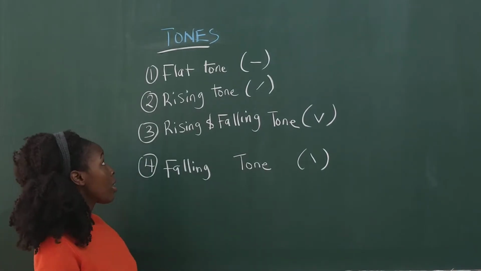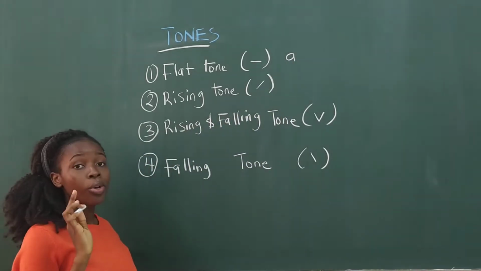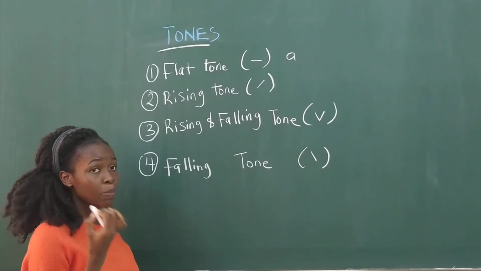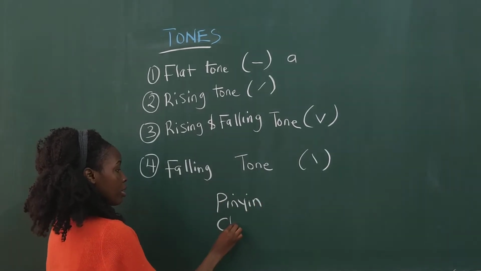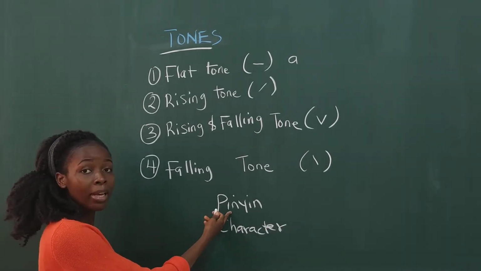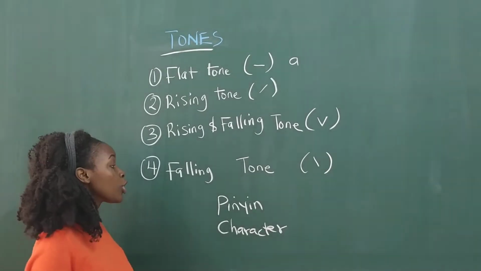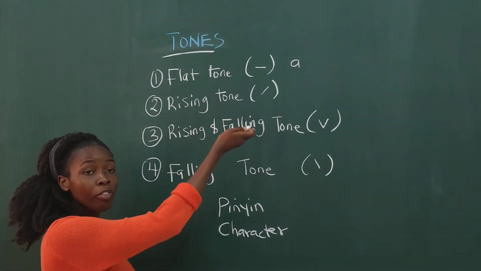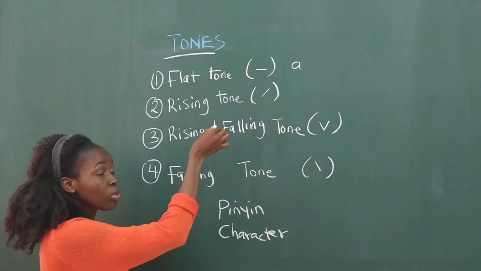So what do I mean by the flat tone? For instance, I have this. Now, another thing is that tones are applied in pinyin or when you are speaking. For instance, we have pinyin and we have character. The pinyin comes in alphabet, and then the character comes in the weird kind of writing that we all used to see, right? So in pinyin, like A is pinyin, you have to put the tone on top of it so that when someone is reading it, the person can know that this is the particular tone that is used for that word.